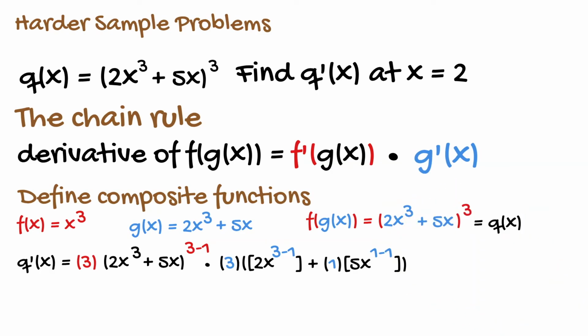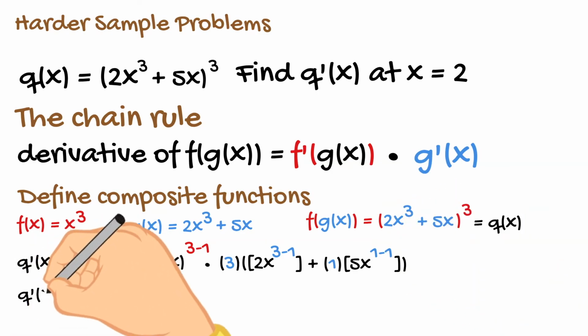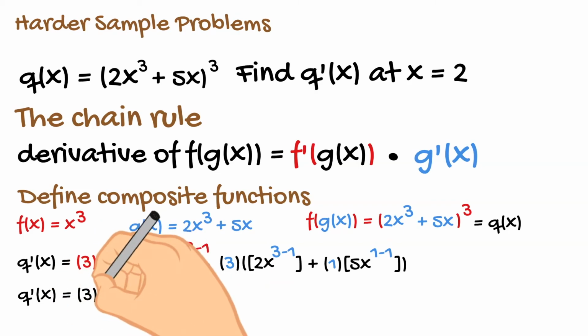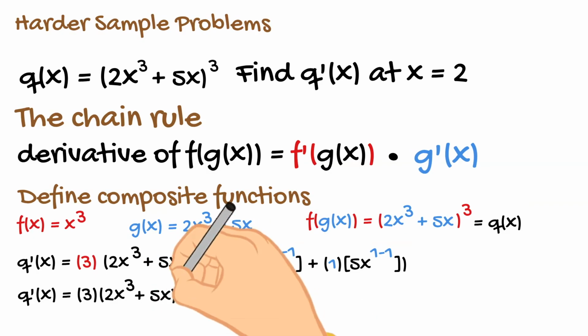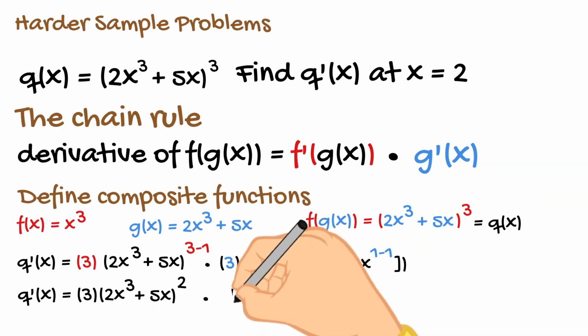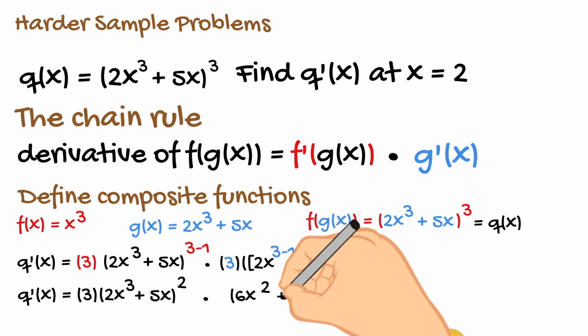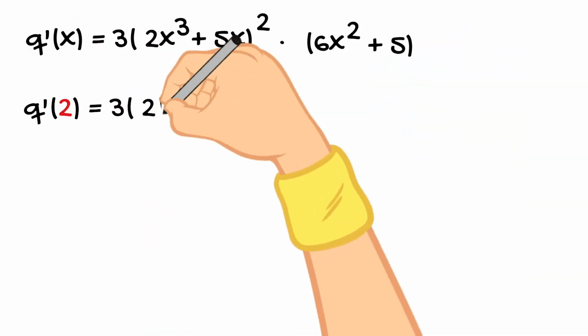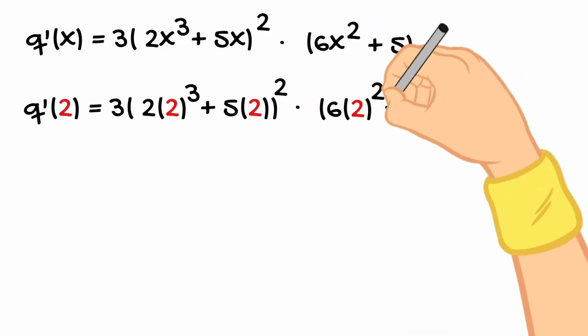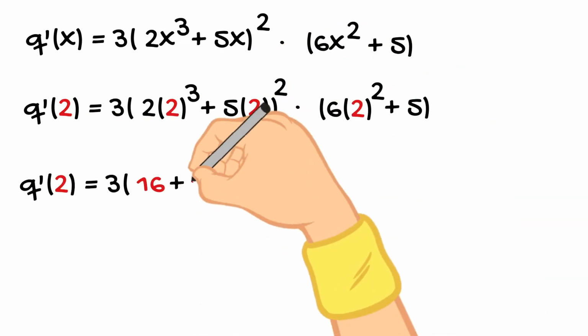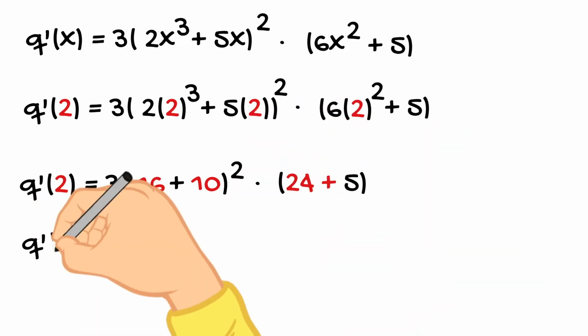And after simplification, we get that q prime of x is equal to 3 times (2x cubed plus 5x) to the power of 2 times (6x squared plus 5). Now we substitute 2 into our function and we get the derivative q prime at 2 is equal to 58812.